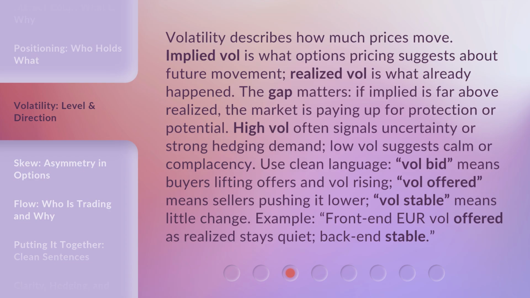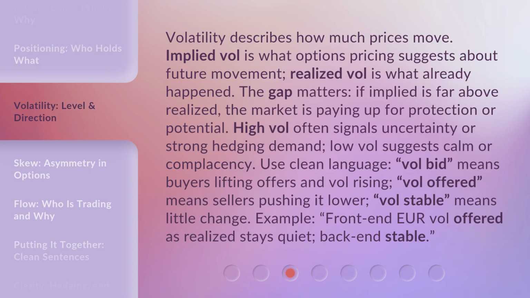Volatility describes how much prices move. Implied vol is what options pricing suggests about future movement. Realized vol is what already happened. The gap matters. If implied is far above realized, the market is paying up for protection or potential. High vol often signals uncertainty or strong hedging demand. Low vol suggests calm or complacency.